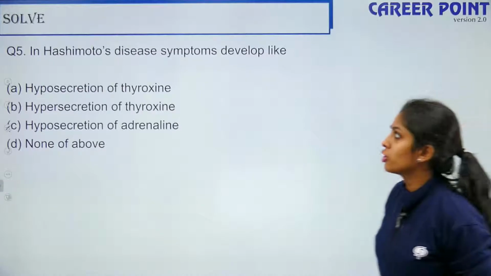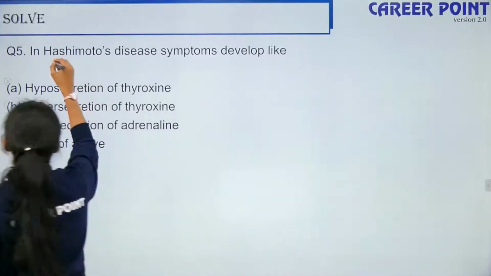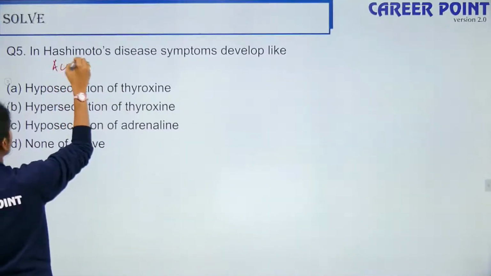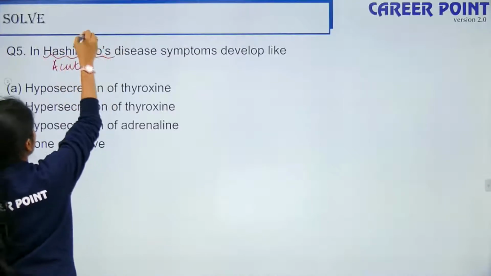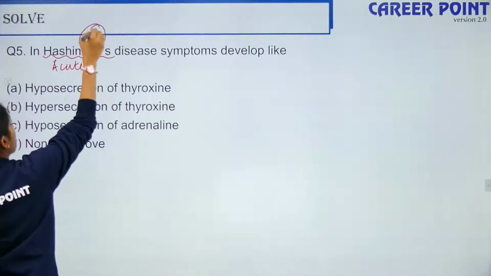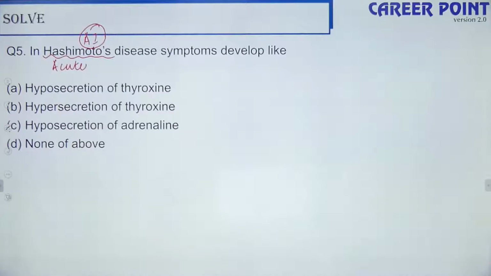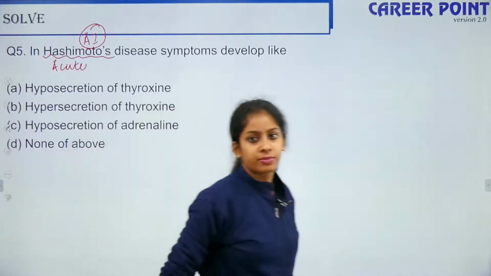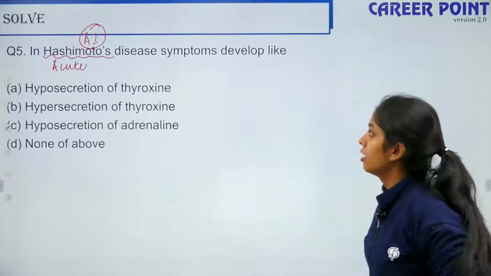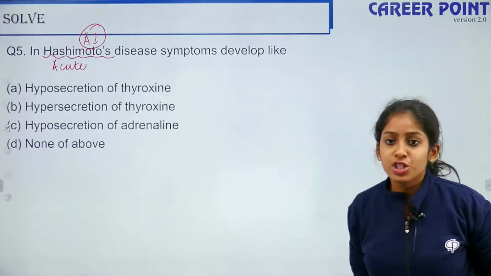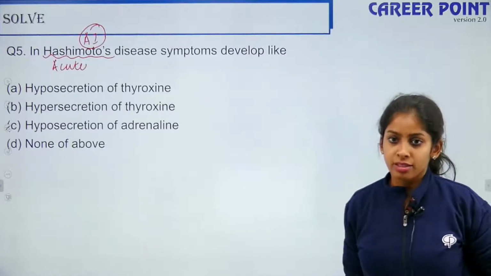So Hashimoto's disease is an acute disease, right? When you have a prolonged condition of which of the following, you have Hashimoto's disease. It is a type of autoimmune disease, right? So that causes... Hashimoto's disease is due to hypersecretion.